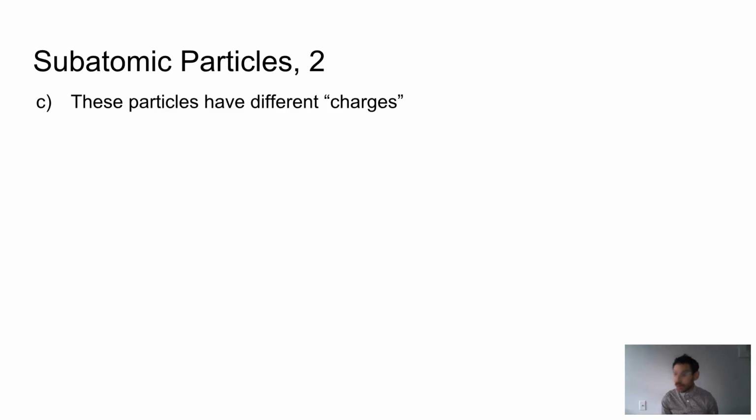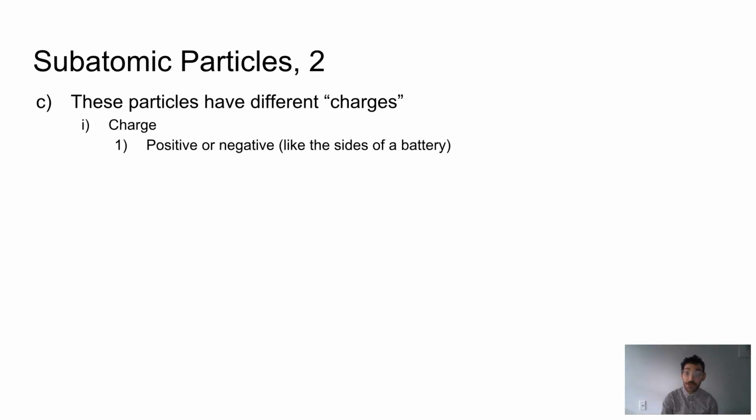Cool. So these particles have different things called charges. Charge, kind of like a battery, has a positive side and a negative side. That's how we describe charge in subatomic particles. And so we're always going to have a number value to go with charge. So something might have a +1 charge, or it might have a -2 charge. But they're always going to have whole number values. So plus or minus whole numbers.